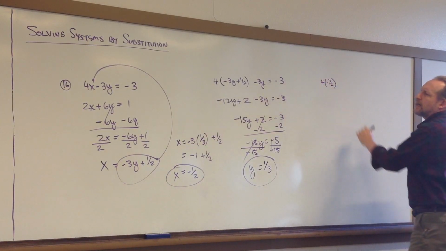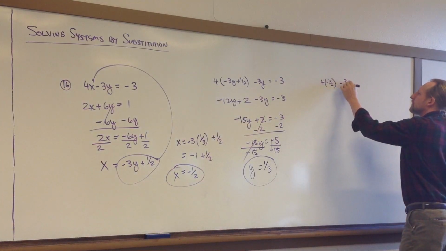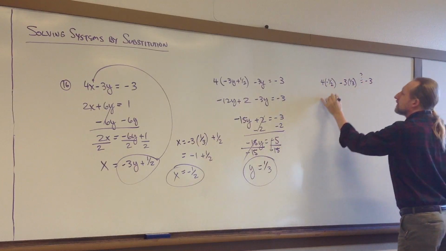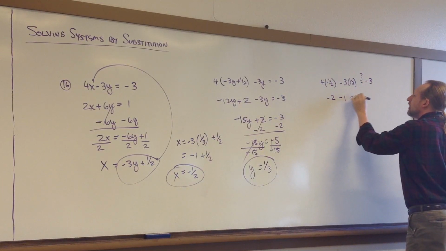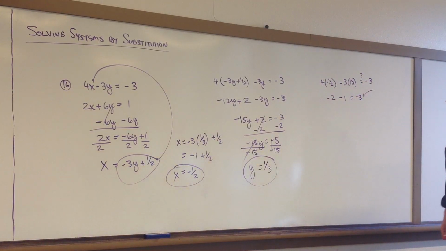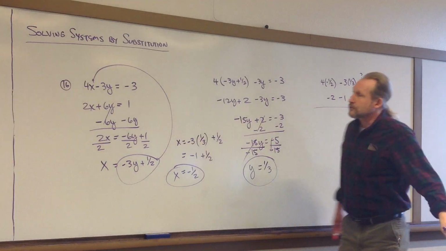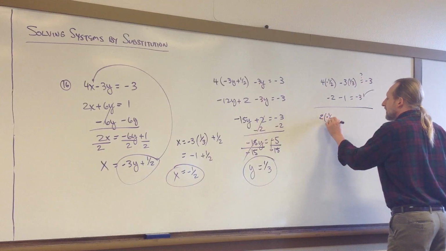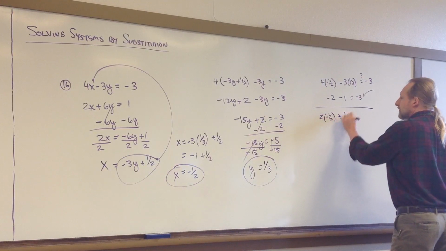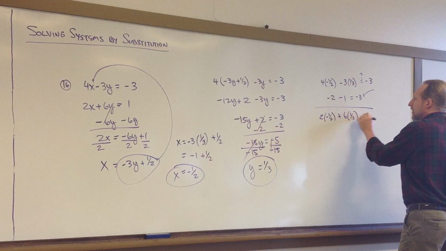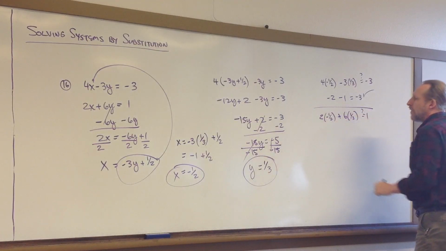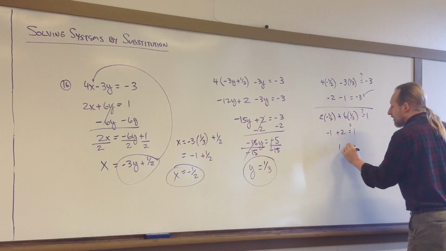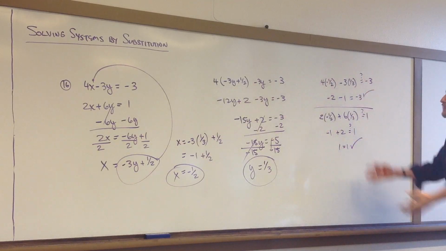4 times negative a half minus 3 times a third, is that negative 3? That's negative 2 minus 1, negative 3. Good. Okay. And we also want to check it in the second equation. 2 times negative a half plus 6 times a third, does that equal 1? Negative 1 plus 2, yep, 1 equals 1. So the answer checks out.